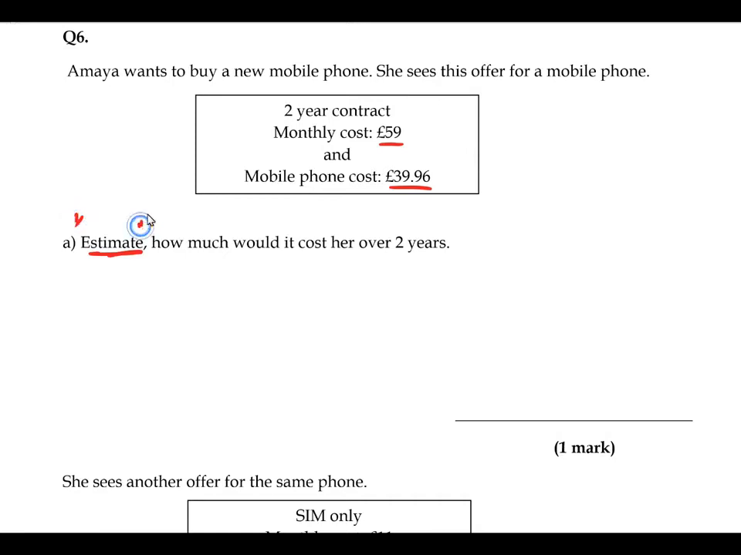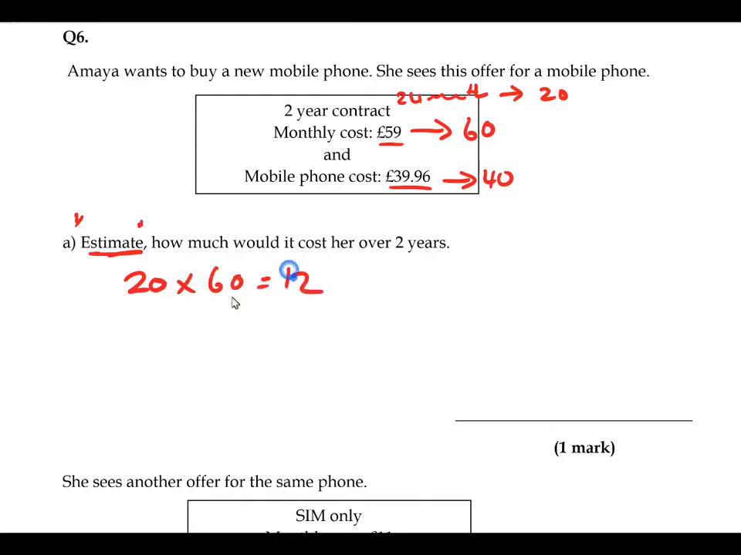So the buzzword here, estimate, means we can round these numbers to make the maths easy for ourselves. So £59 is close to 60 and £39.96 is close to 40. Now we want it for 2 years, so let's call it 20 months because a year is 24 months. And if we round that and make it easy, let's call it 20. So 20 months at £60 a month is 6 times 2 is 12 with 2 zeros is £1,200.